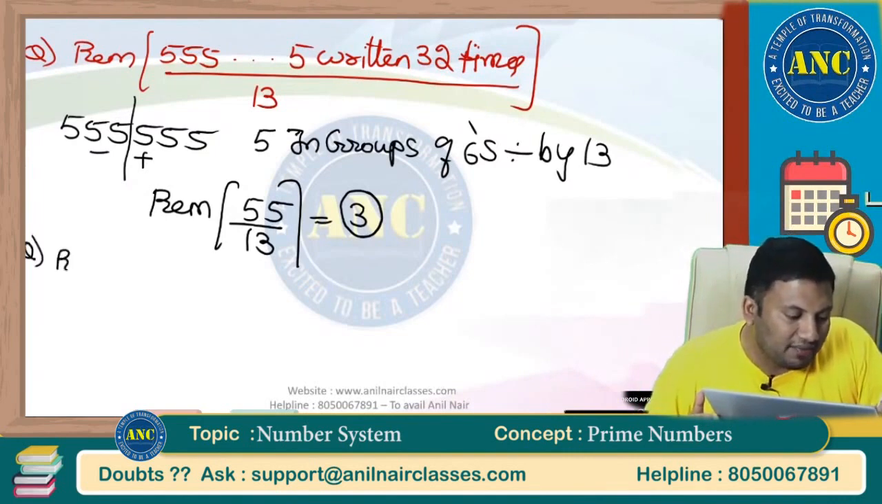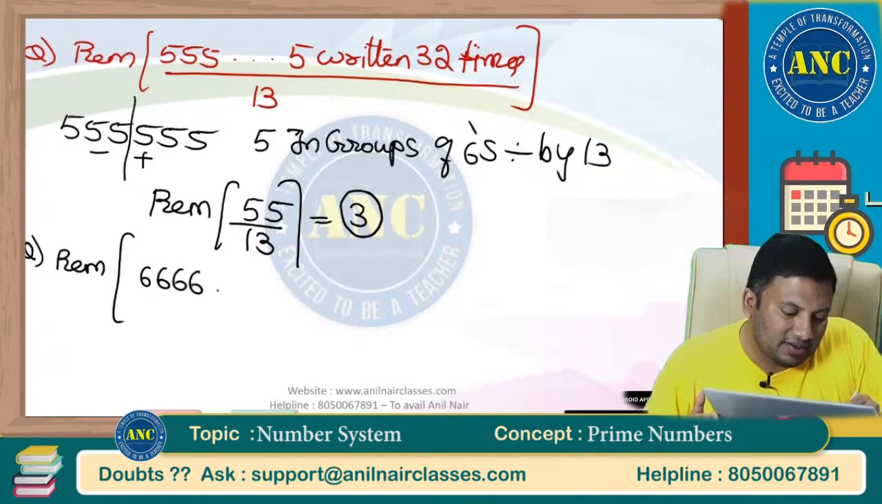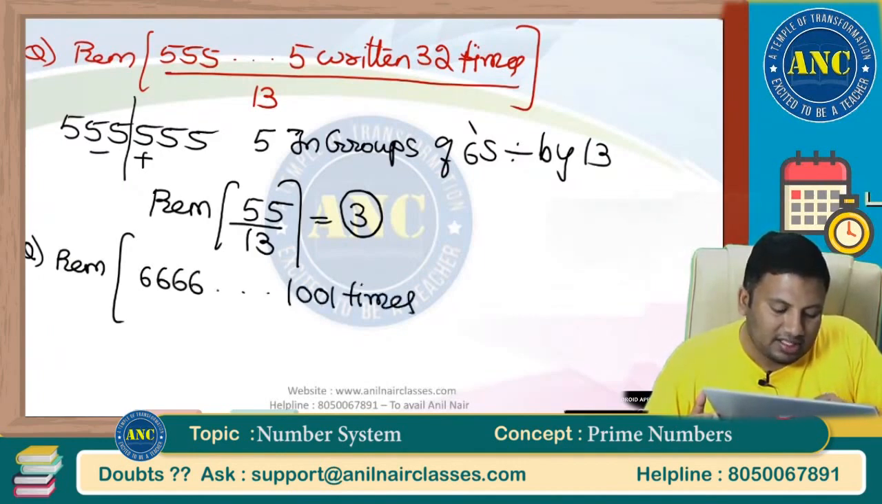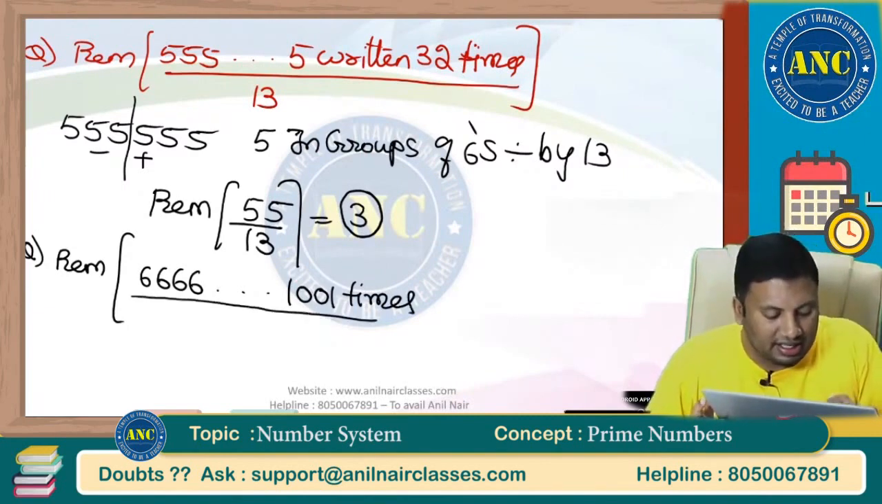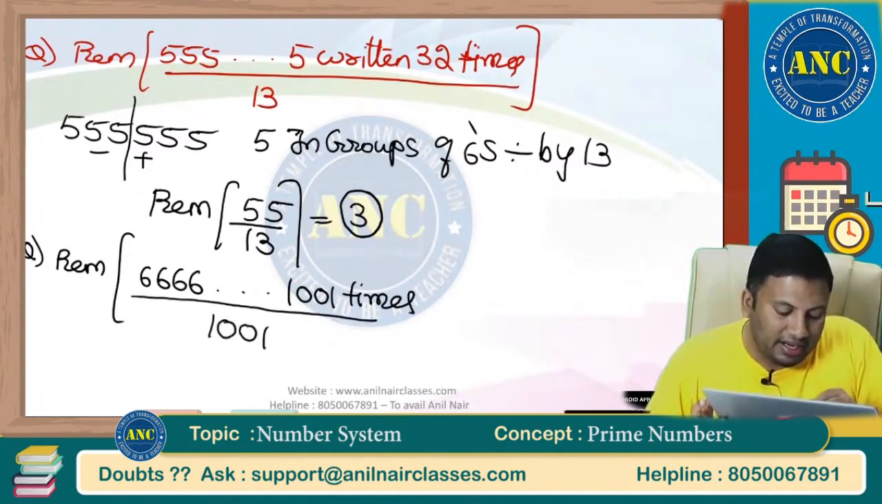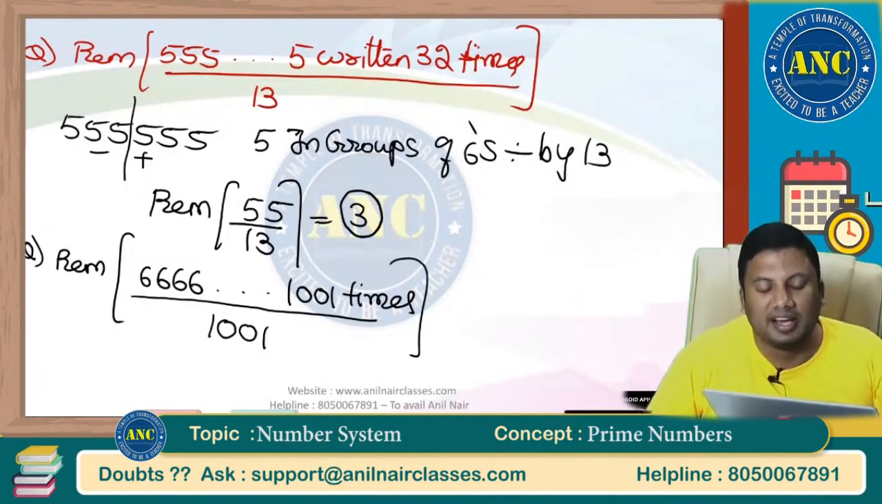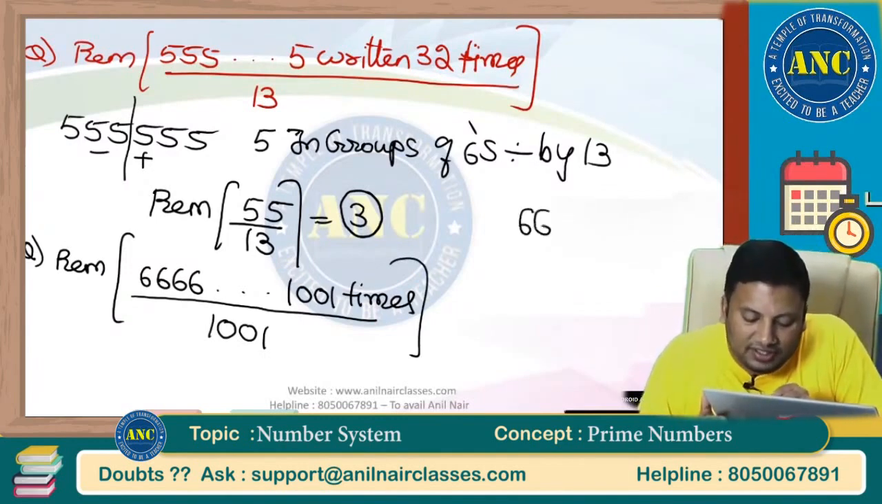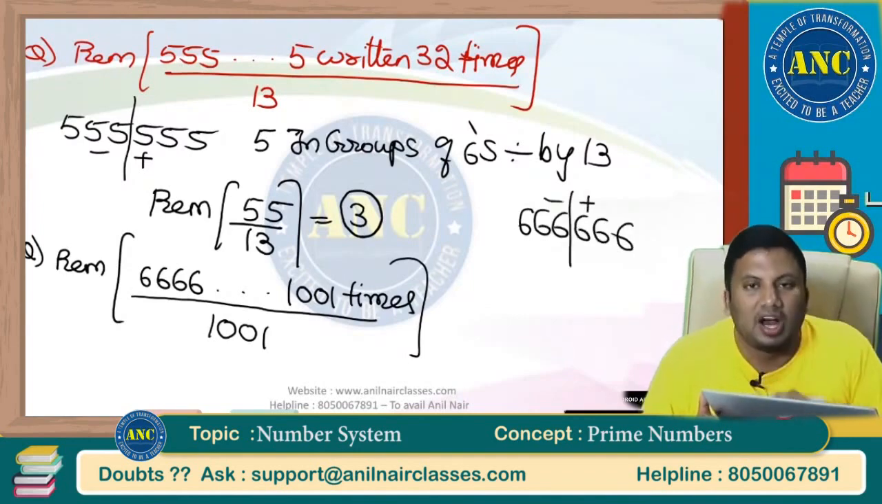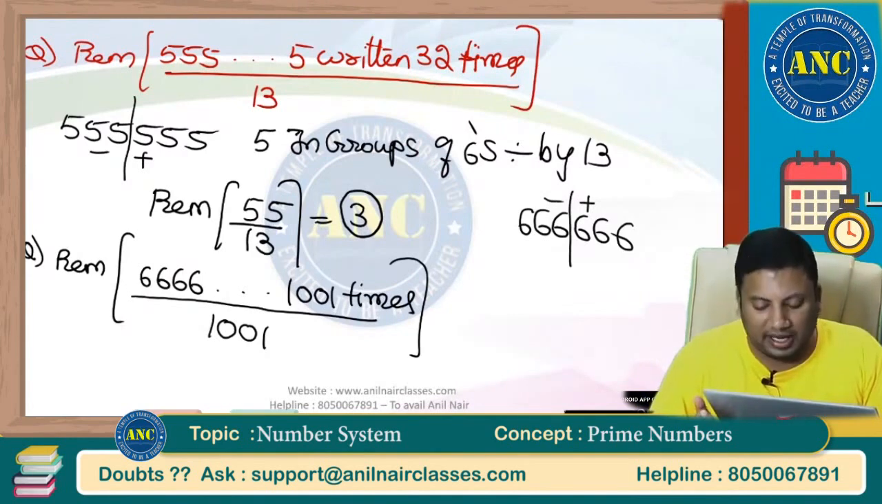Next, if you see 666 written 1001 times divided by 1001. If 6 is written 6 times, take a group of 3, alternatively add and subtract, it is 0.